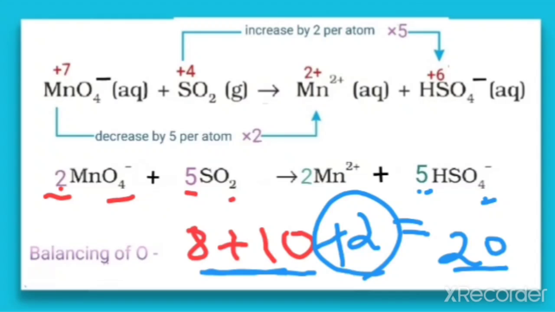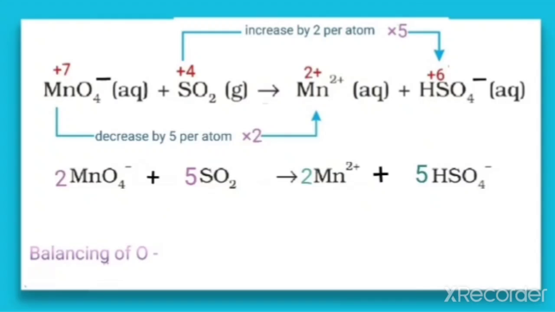How much is the deficiency here? That is twice, the number of oxygen is deficient on the left hand side. So that much number of water we have to add on the same side where the deficiency is. So there is a deficiency of 2 oxygen on the left hand side, so we have to add twice water on the left hand side. That is for balancing of oxygen.